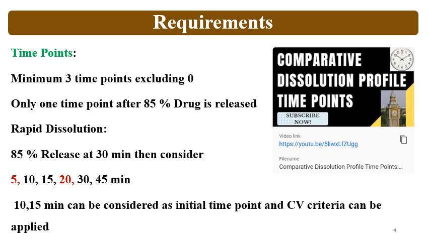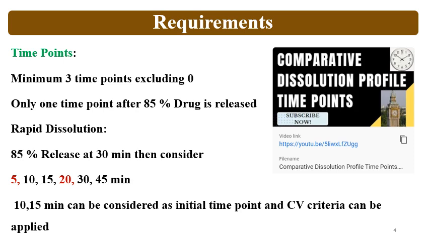Time points. For time points for comparative dissolution profiling, I have made a separate video and I have shown it here. So this video is separately made for time points, but generally consider the three minimum time points excluding 0. Based on the 85% drug release time point, you can select the different time points. Only one time point should be considered after achieving the 85% of the drug release.